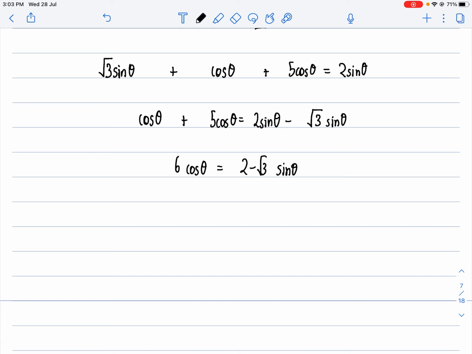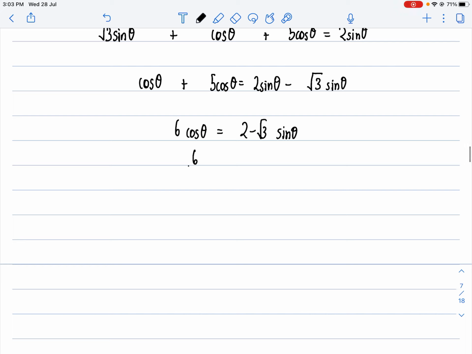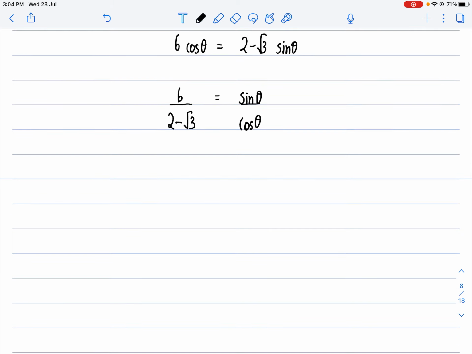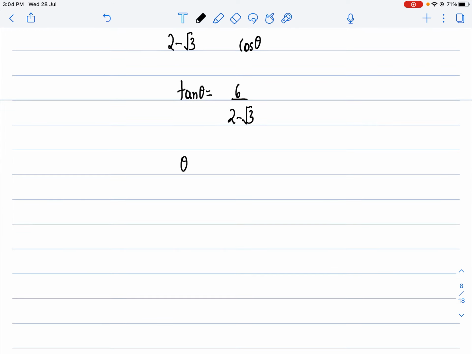Now I can rearrange this as 6 over (2 minus root 3), which is equal to sine theta divided by cos theta. Sine theta over cos theta is tan theta. So tan theta is equal to 6 over (2 minus root 3). Now theta is equal to the tan inverse of 6 over (2 minus root 3).